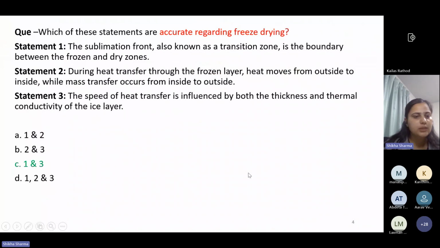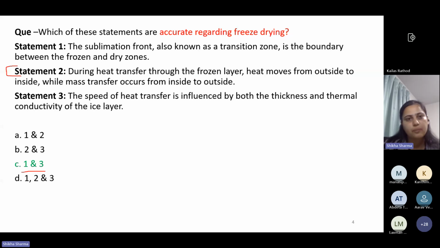Yes. So let's discuss. Option C is correct. Why option C is correct and why others are not: it says 1 and 3 are correct statements, but 2 is a wrong statement. Let's see why 2 is a wrong statement.